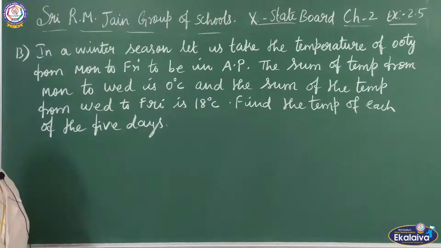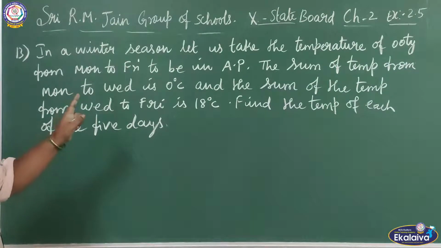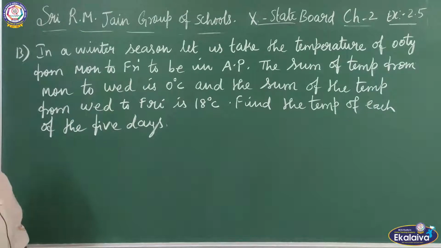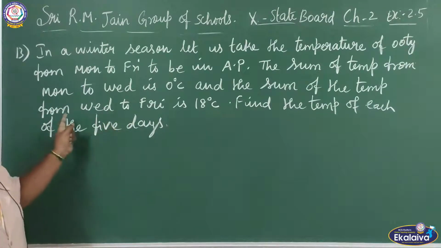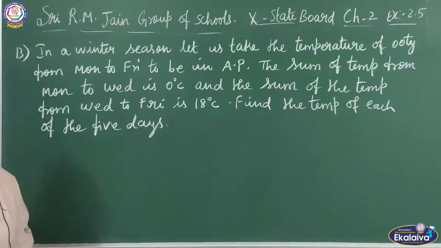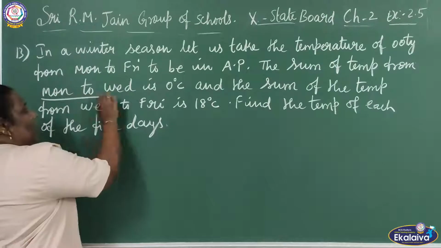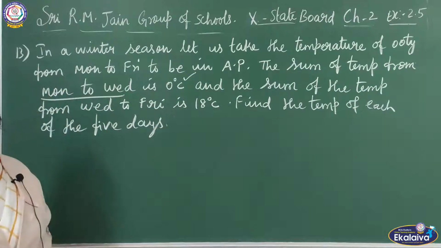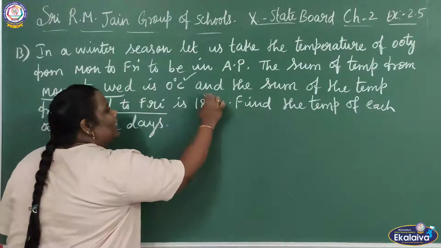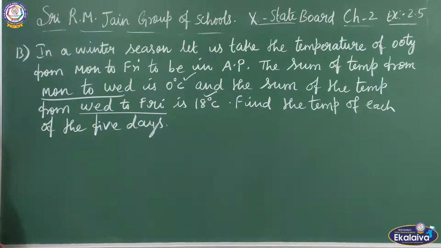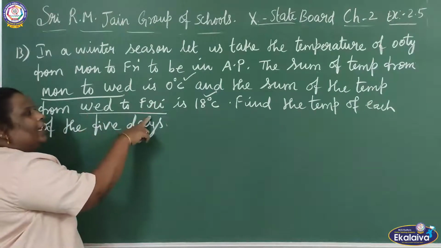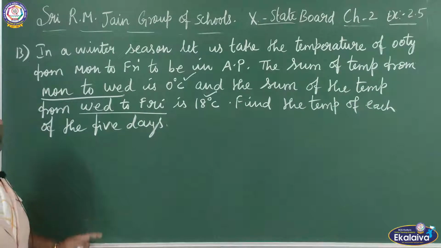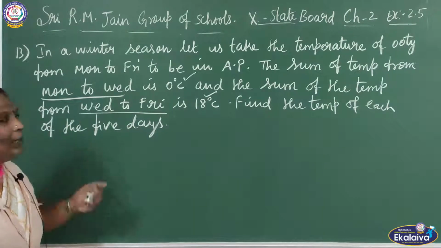In a winter season, let us take the temperature of Ooty from Monday to Friday to be in AP. The sum of the temperature from Monday to Wednesday is 0 degrees C, and the sum of the temperature from Wednesday to Friday is 18 degrees C. Find the temperature of the 5 days.